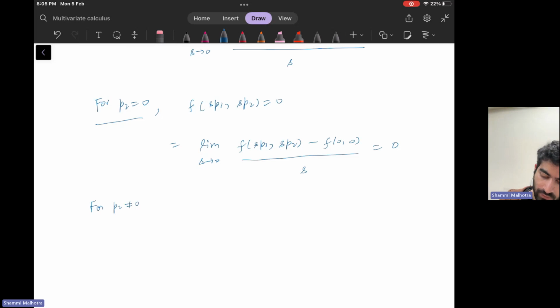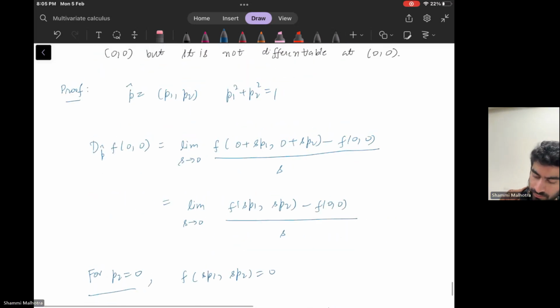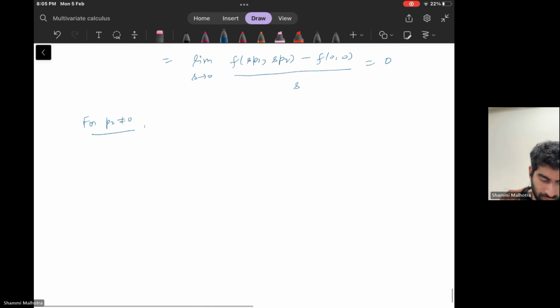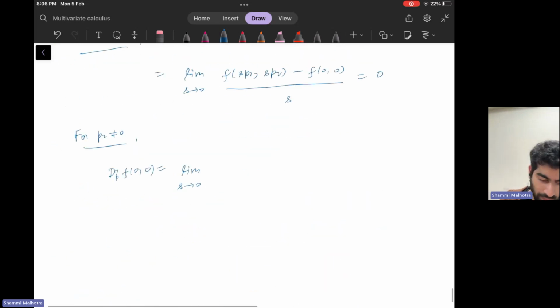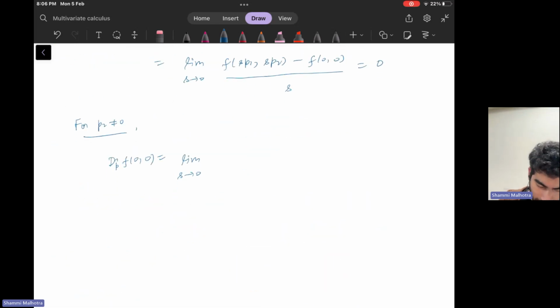For p2 not equal to 0, we have to find the partial derivative at 0, 0. This will be the limit as s tends towards 0. Since our p2 is non-zero, I have to take this value, so this will be sp2 whole divided by mod of sp2, and this is the square root of what we have here.